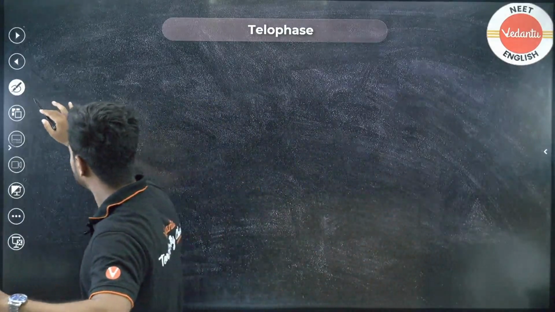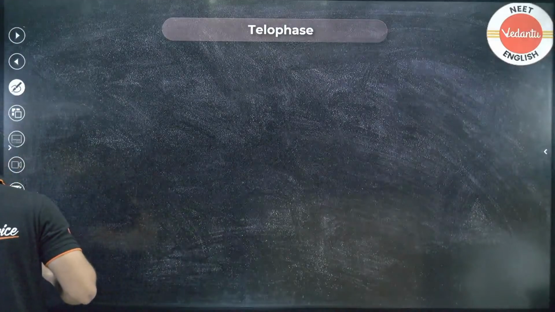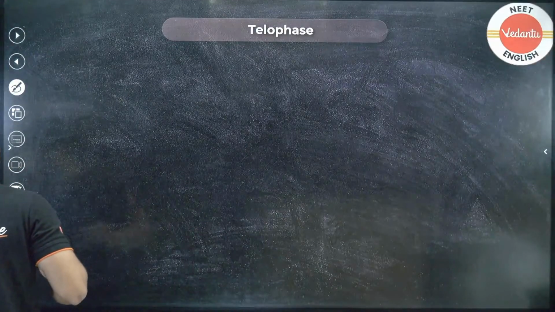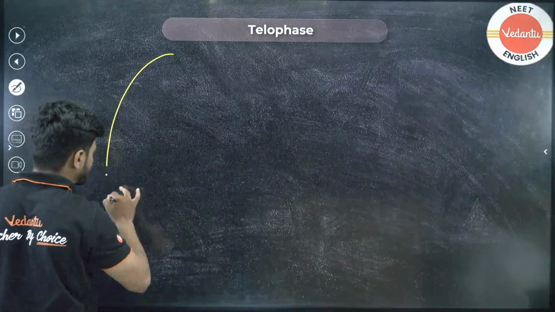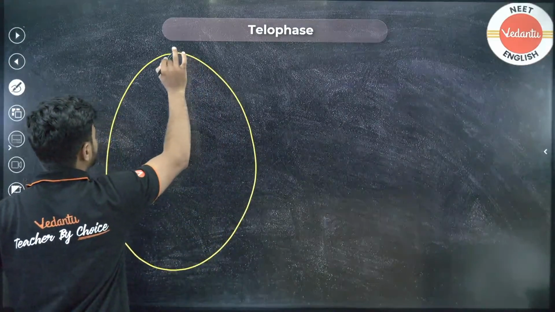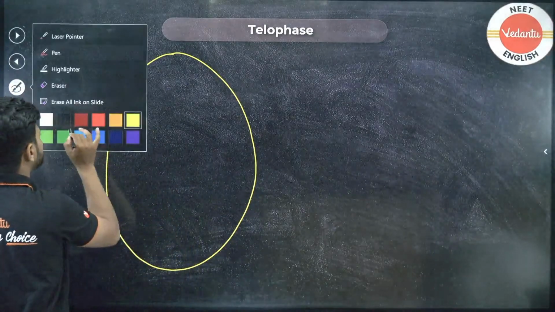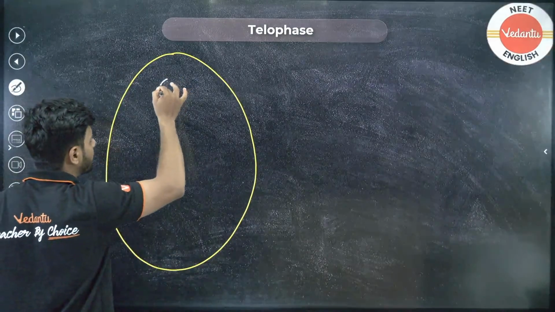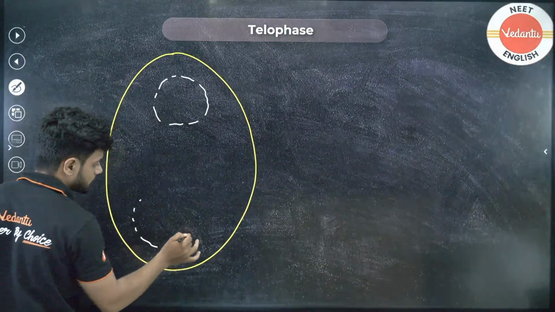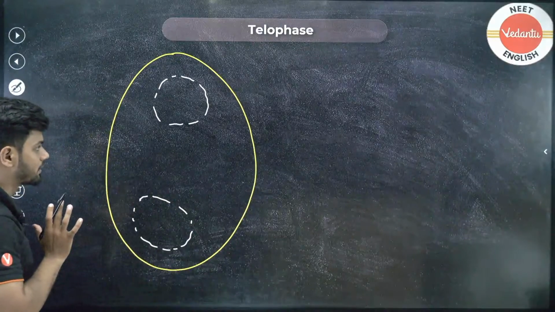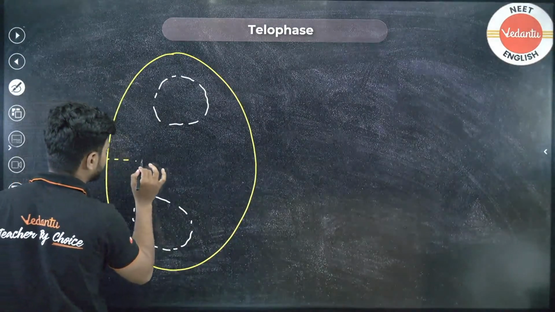Now, the last stage of your cell cycle. Last stage, students. This is technically your last stage, called telophase. In telophase, what is happening? Listen to me very carefully. In telophase, the nuclear envelope is appearing again. Here also, nuclear envelope is appearing. Let me divide the cell into two parts now.